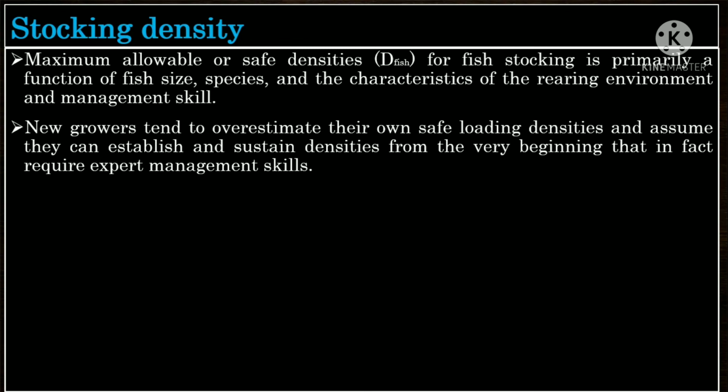New growers should target about half of the densities recommended for the expert growers. For example, a tilapia system for the new grower should probably be operated at the maximum density of 50 kilograms per cubic meter rather than the 100 to 120 kilograms per cubic meter.